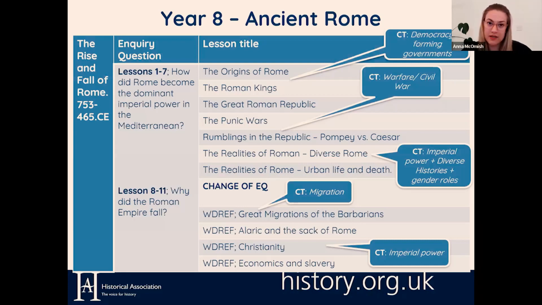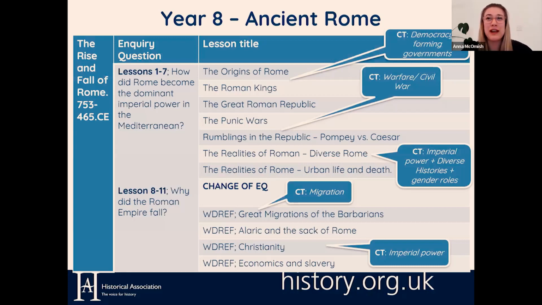Doing the origins of Rome, the Roman kings, and the Roman Republic starts to world build for the Roman period study, the Foundations of Rome period study from the GCSE. So in a couple of years' time, hopefully, if they take the GCSE, it's not a completely novel concept to them. It's not something that's completely unknown to them. And then we just get into really good fun stuff.